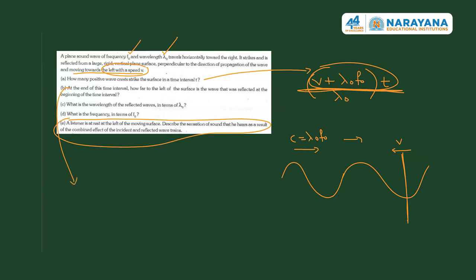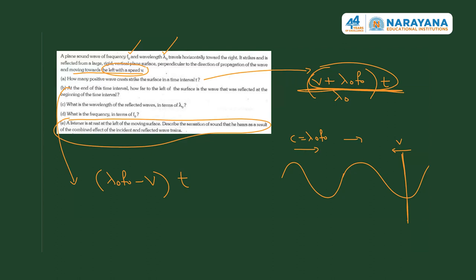Okay, let's go to B part of the problem. Here he says at the end of this interval, how far to the left of the surface? That was straightforward, because whatever would have struck at t equal to 0, he has again traveled left, and that guy is coming from the rear side with v. So how far to the left he is? So I think this is t multiplied by that relative velocity again, and that seems to be lambda naught f naught minus v. So he will travel with lambda naught f naught, c, and he's traveling with v. So that distance is (lambda naught f naught minus v) into t.